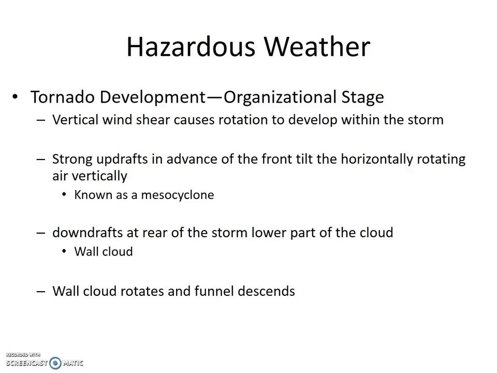Downdrafts at rear of the storm lower part of the cloud, called a wall cloud. As the wall cloud rotates and the funnel descends, a tornado forms as debris on the ground begins to swirl beneath it. Note, tornadoes can form without wall clouds or mesocyclones. And wall clouds and mesocyclones don't always form tornadoes, but they are good indicators.